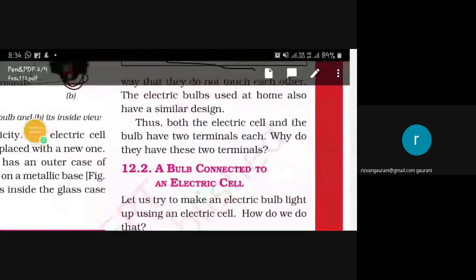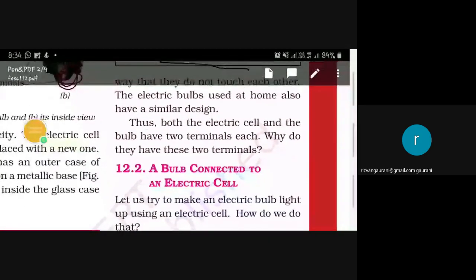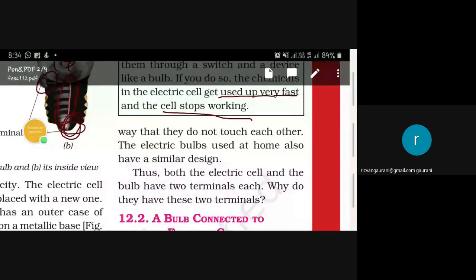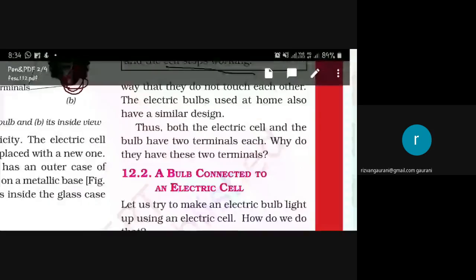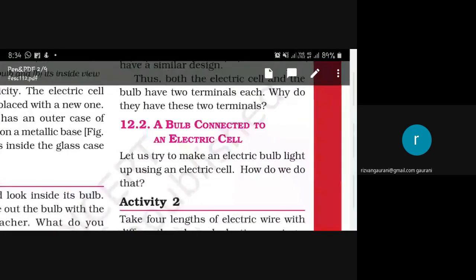Thus both the electric cell and the bulb have two terminals each. Why do they have these two terminals? Bulb has two terminals and cell also has two terminals. Why do they have two terminals? We will now see in detail how these terminals are useful and how it works. So the bulb is connected to an electric cell. In this activity we will learn in detail how this bulb works.